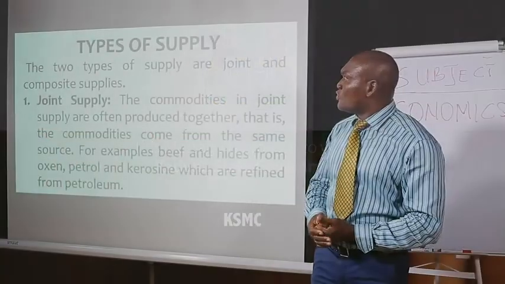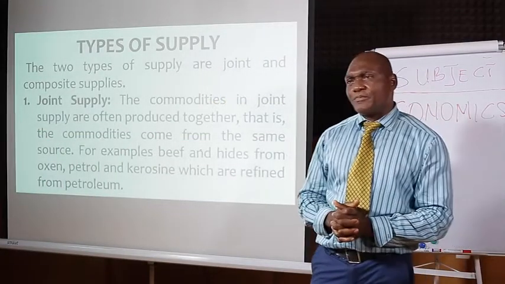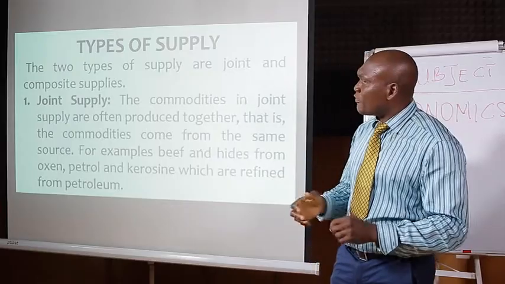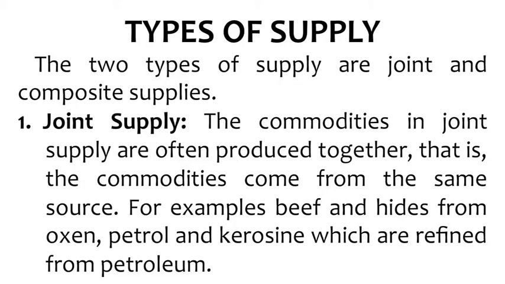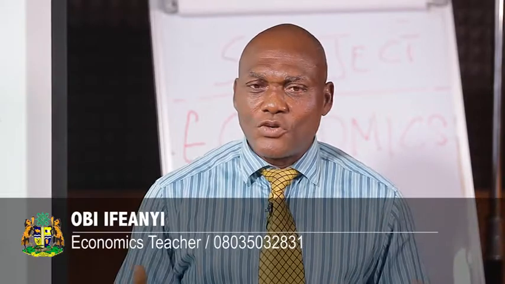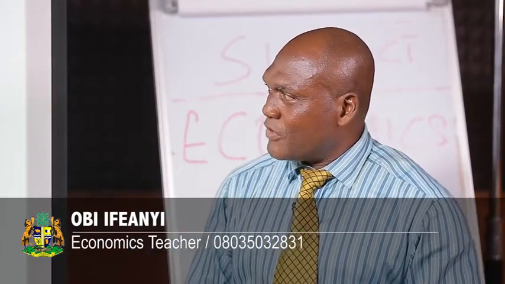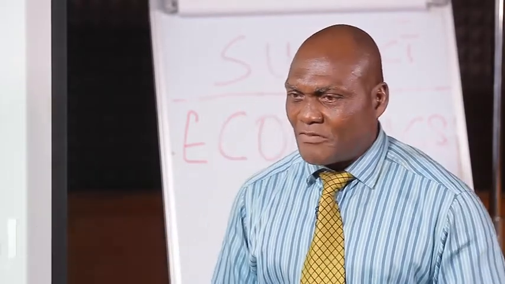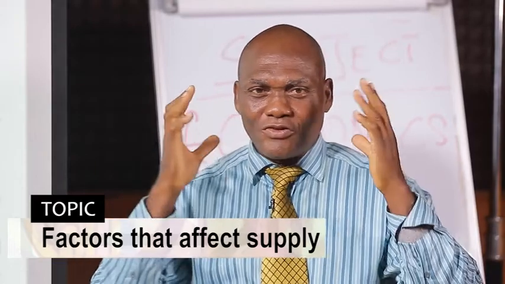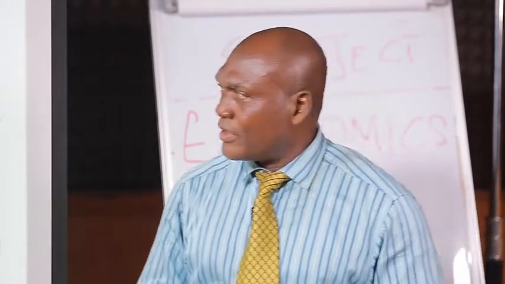Now, let us go to the types of supply. We have two types of supply, and they are joint supply and composite supply. Listen attentively and see how we are going to explain them, so that as you get into your exam and you see it, you don't need to think. It will stick there in your brain.